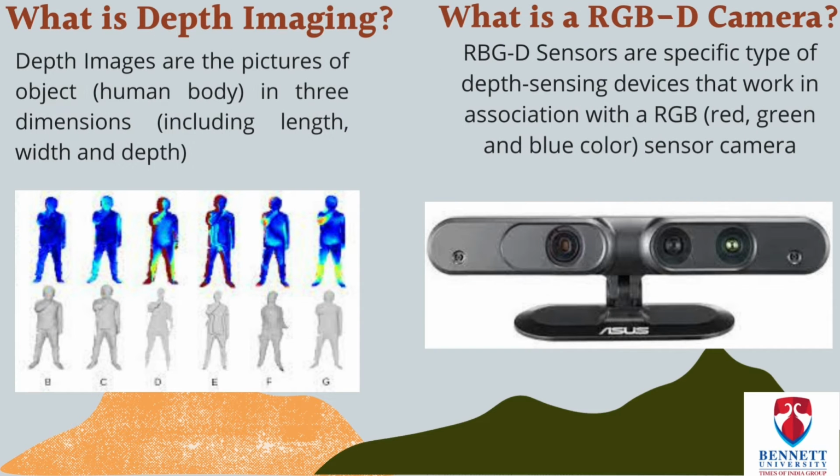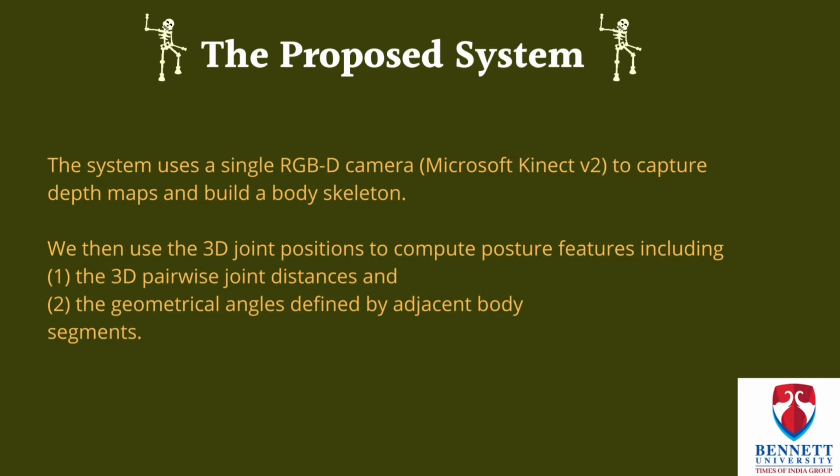What is depth imaging? Depth images are the pictures of object, which is human body, in three dimensions including length, width, and depth. RGBD camera sensors are specific type of depth sensing devices that work in association with a RGB (red, green and blue) color sensor camera. So coming towards the proposed system.